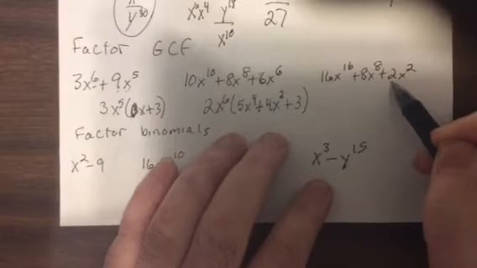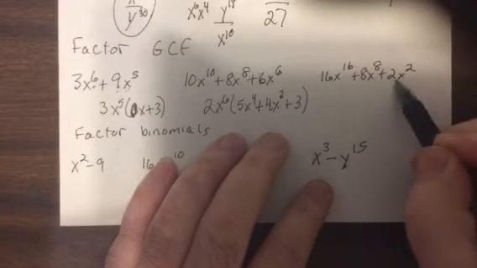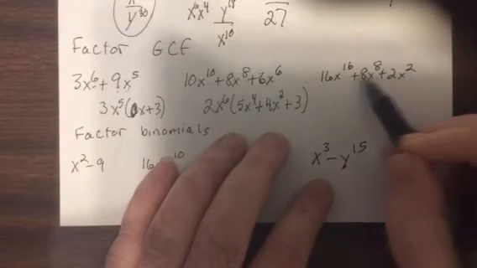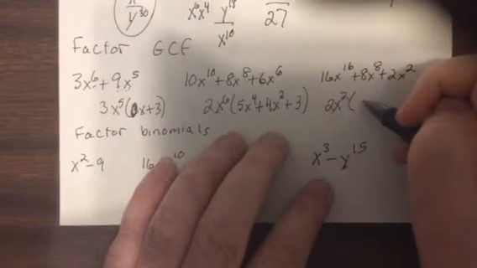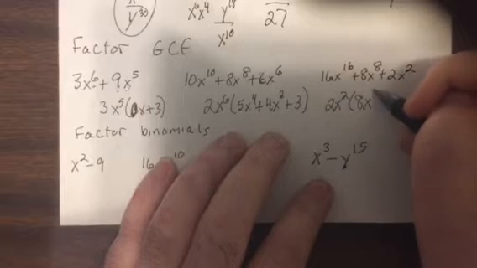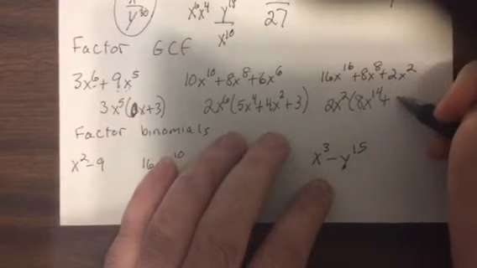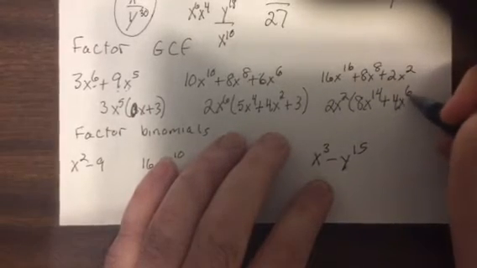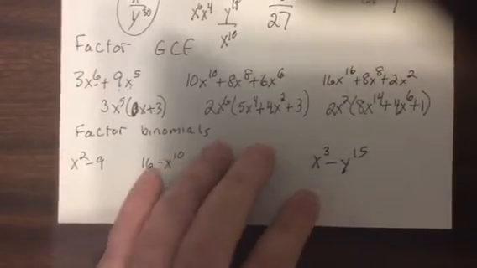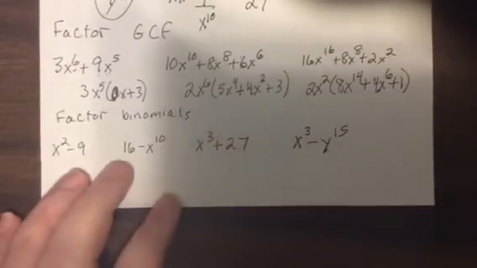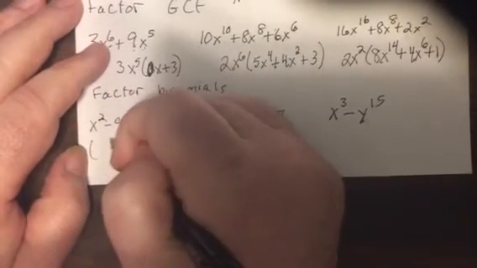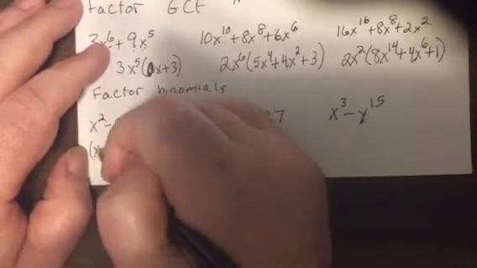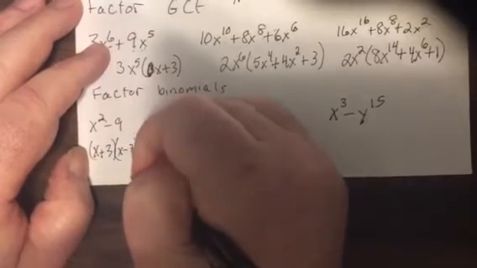This one, I have a 2 common to both. Lowest power is 2. It is in every term. X is, so it'd be 2x squared. So it would be 8x to the 14th plus 4x to the 6th plus 1. Okay, binomials. Oh, square cannot be cube because it's a square, so it'd be x plus 3, x minus 3.